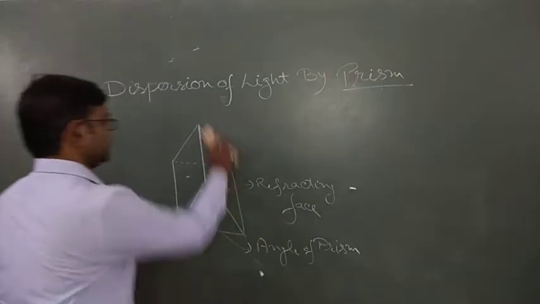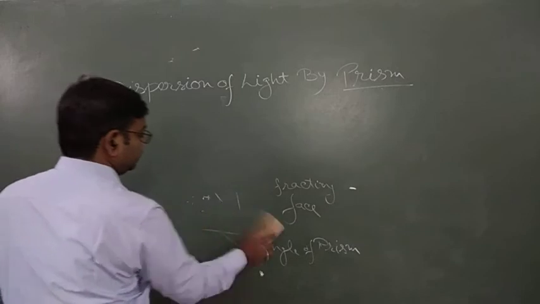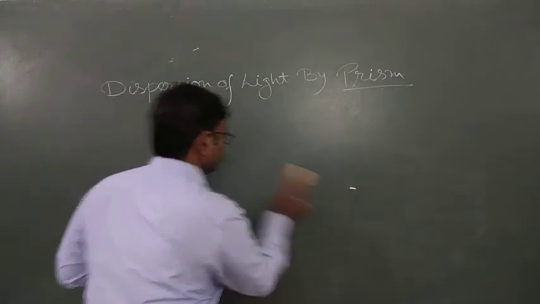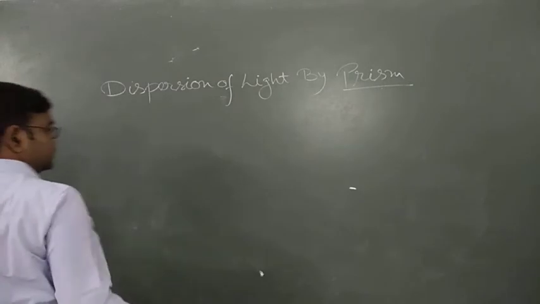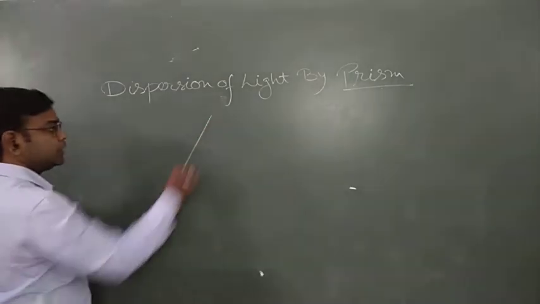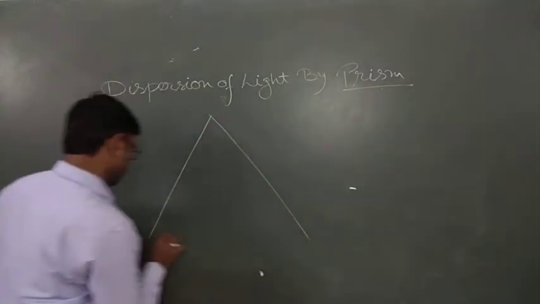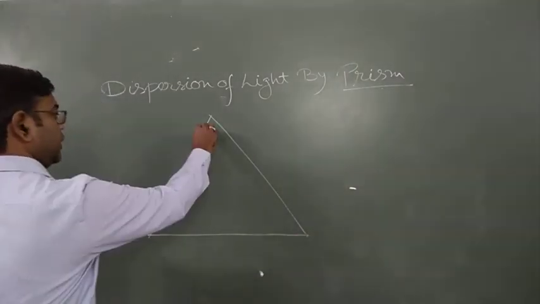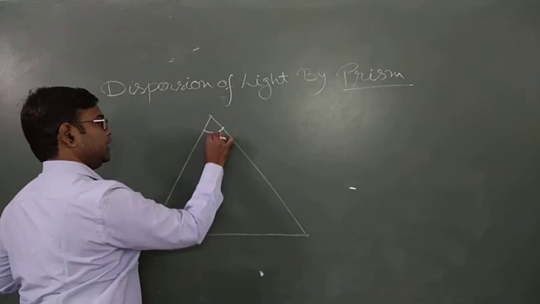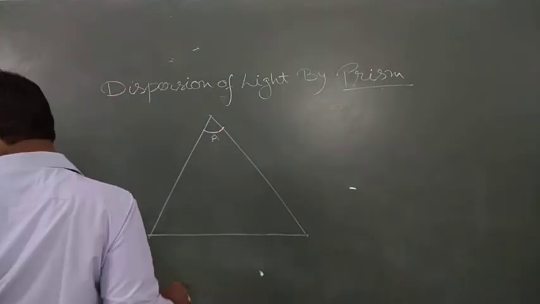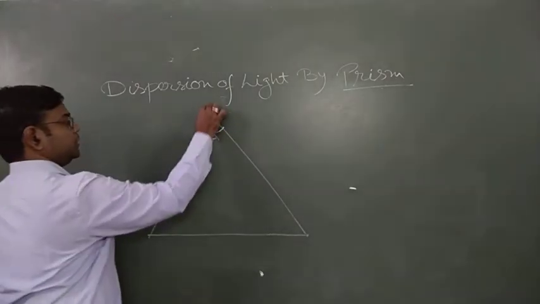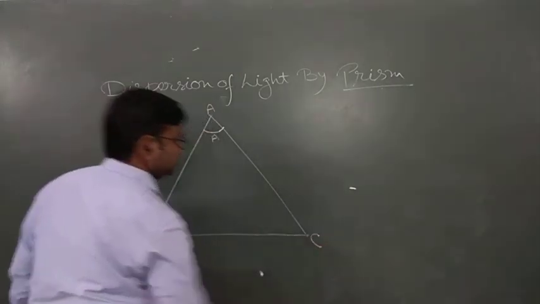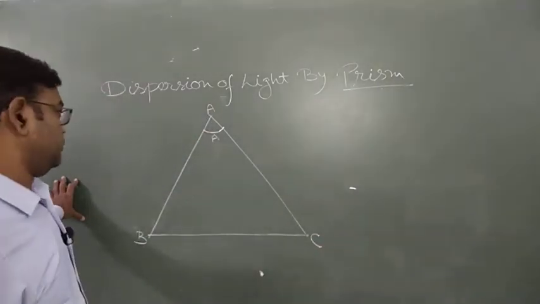But in physics or in a ray diagram, we do not use this type of figure for prism. We always use the cross section figure. Means we use an equilateral triangle. We must draw an equilateral triangle and this represents the prism. This is your angle of prism, this is your A, angle of prism. Suppose this part is your A, B and C.